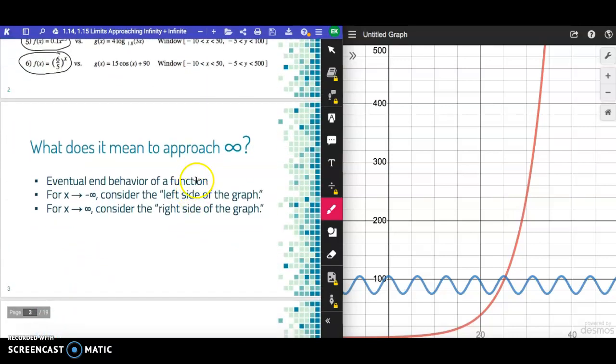Next, just to clarify what it means to approach infinity. It's the eventual end behavior of a function. For x approaching negative infinity, we consider the left side of the graph, so what happens as you go to the left. And then for x approaching positive infinity, we consider the right side of the graph.